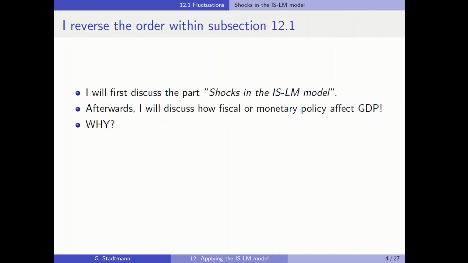In this video here, I will reverse the order within subsection 12.1. At first, I will discuss shocks in the ISLM model, and afterwards I'll discuss how fiscal and monetary policy affect GDP. Why is it the case that I reverse the order?